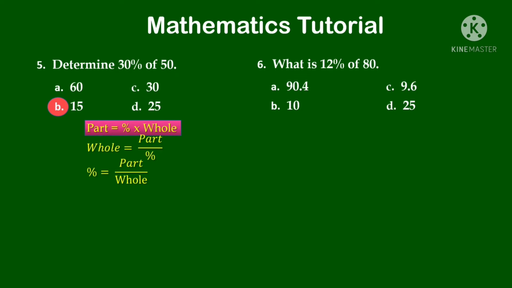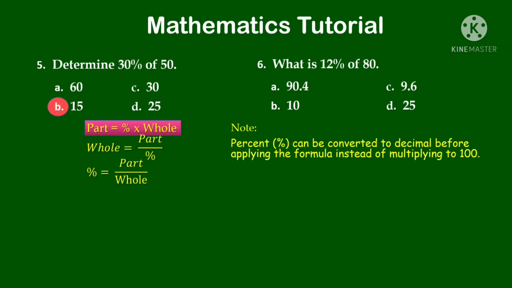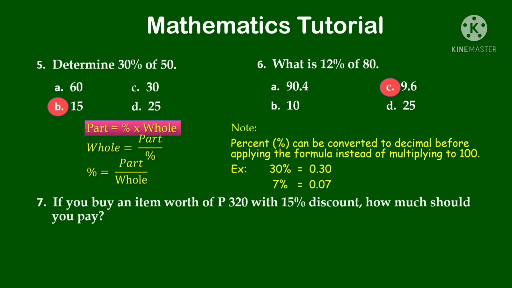All you have to do is multiply 0.12 times 80. So note that when you use a percent in the formula, we need to convert it to decimal before applying it, instead of multiplying it as is. Example, if we have 30% it becomes 0.30, 7% becomes 0.07. So the answer for that is 9.6. Doon sa number 6, i-multiply lang natin yung 0.12 times 80 and we got 9.6.